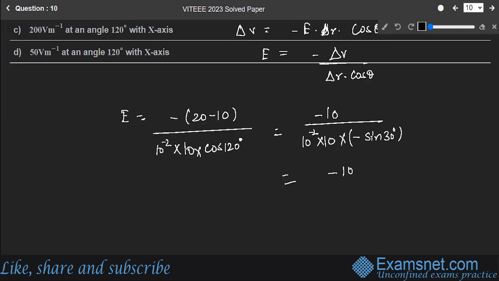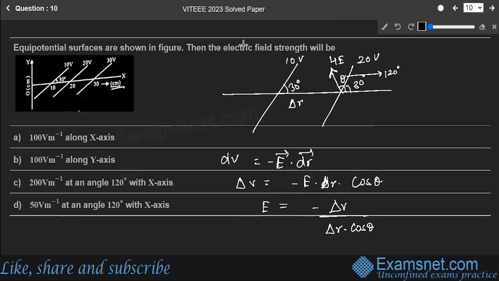Yes, this will be minus 100 upon sine 130, which is equal to minus 1 by 2. Minus minus will cancel, and you will have 200 volt per meter. So 200 volt per meter at an angle of 120 degree with the x-axis, you have option C as the correct answer. Hope you understood that. Let's move to the next question.